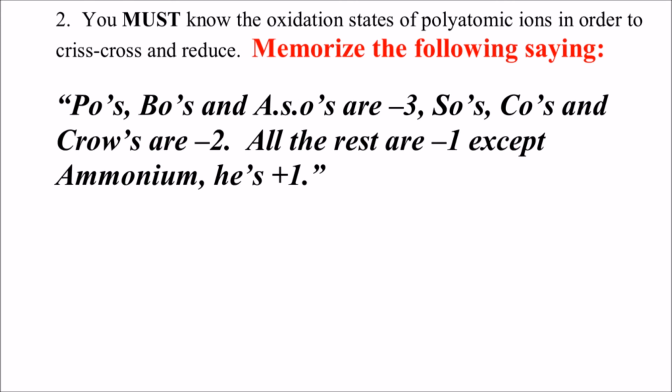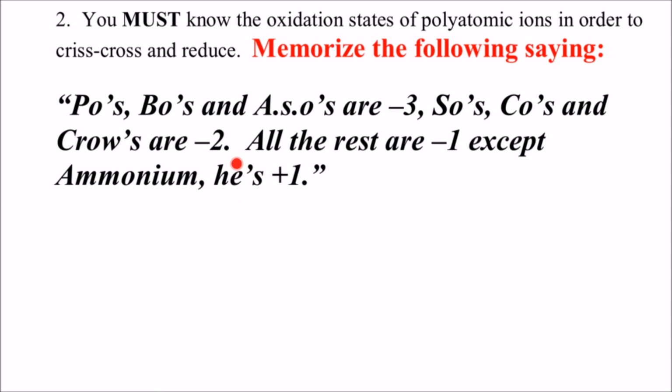The reason for that comes from the charge on the polyatomic anion. Okay? We're going to go back to crisscrossing and reducing. But you need to memorize this following saying right here, and I'll explain what it means after we've said it. Okay? Pos, Bos, and ASOs are -3. Sos, Cos, and Cros are -2. All the rest are -1, except ammonium, he's +1.